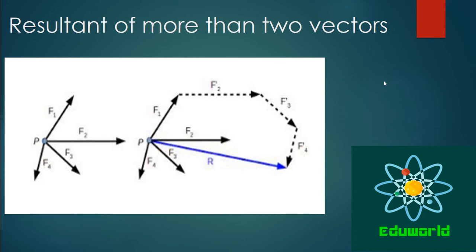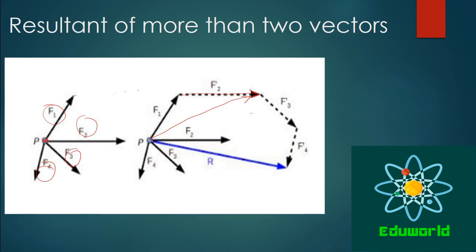So previously we talked about resultant of two vectors, but if we have more than two vectors, then what will we do? Say in this case this is the point and forces F1, F2, F3 and F4 are applied on this point. So what will be the resultant? At first we will try to consider the triangle law. So we will draw F2 from the endpoint of F1. So in the figure you can see that F2 is this. If we complete the triangle, this will be our resultant of F1 and F2.